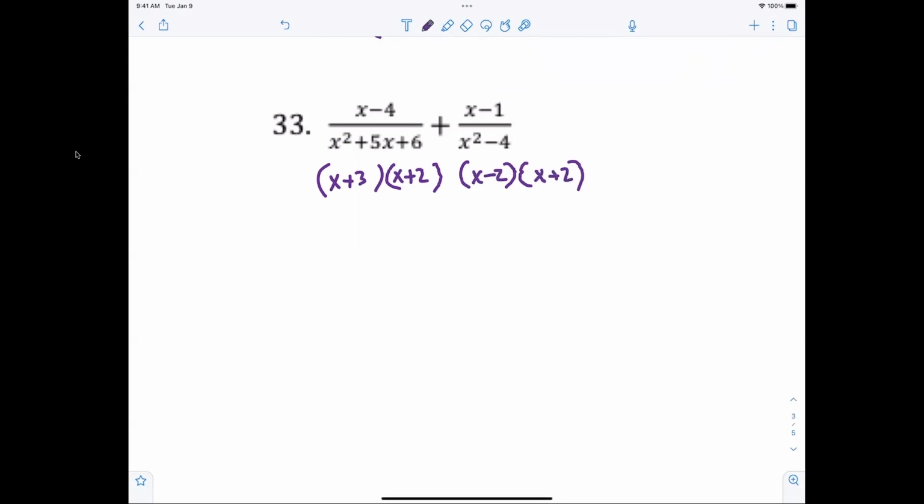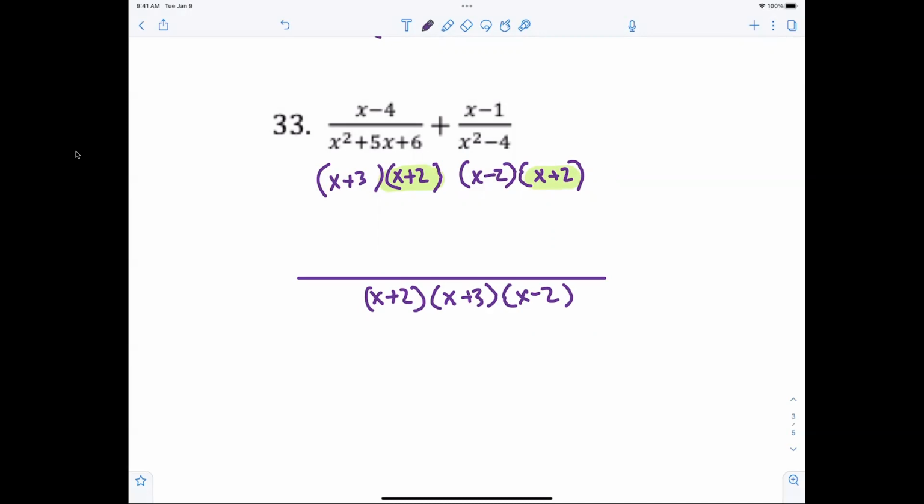Okay, now here's what I was trying to stress before. What is common? X plus 2 is common, so I need to write X plus 2. What I used to do is highlight them: X plus 2, X plus 2. Now, what else do I have to add to the bottom? X plus 3 and X minus 2. Everything that is not common must go in the denominator.